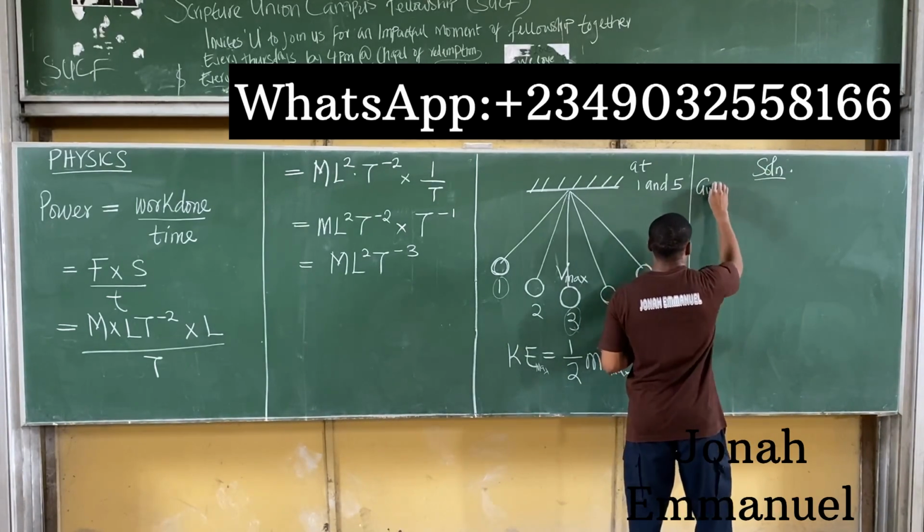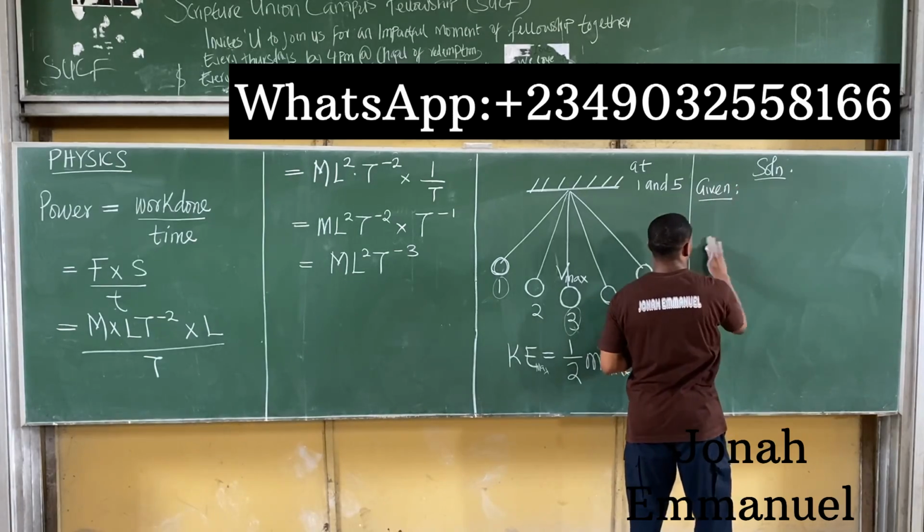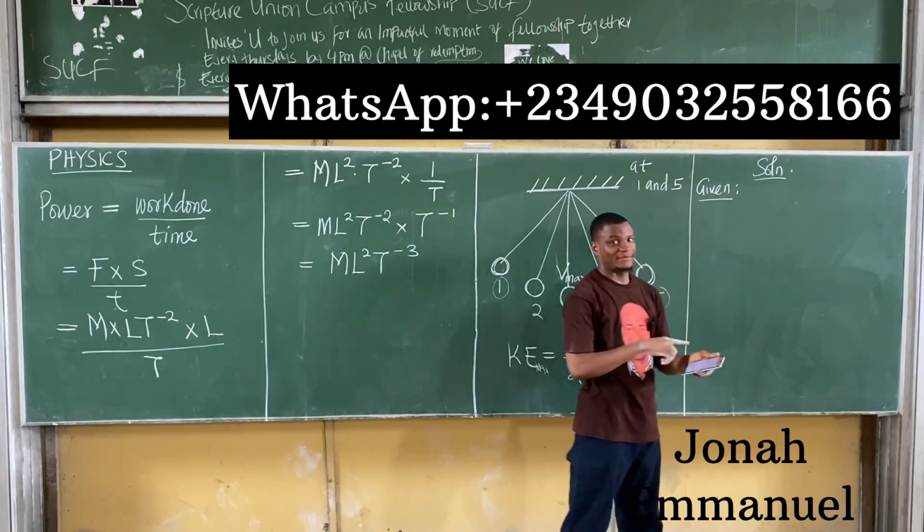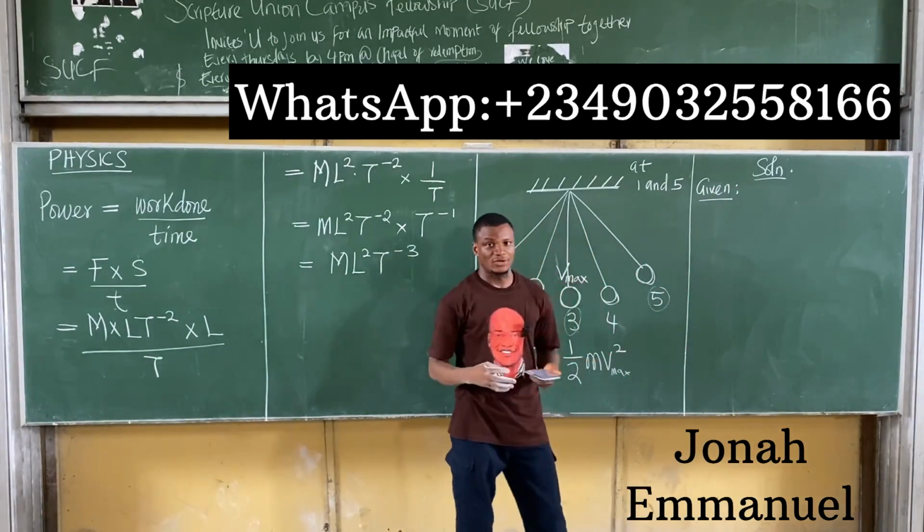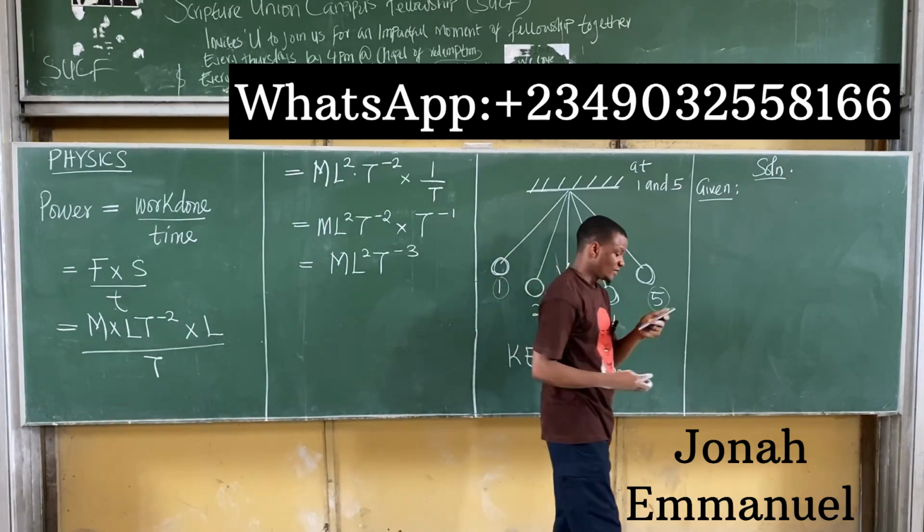Let's list out the given parameters. In JAMB, you don't have to list out. Just go shoot and solve because you don't have the time. But for this one, I'm just trying to list out the parameters so you can understand the solving better. So what am I given here?